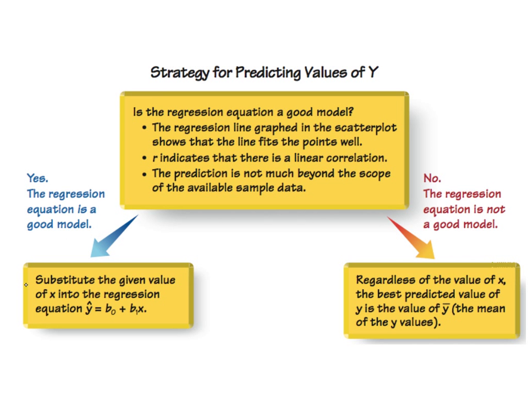R indicates that there is a linear correlation. The prediction is not much beyond the scope of the available sample data. If all of those are met, then that tells me my regression equation is a good model. You'll substitute the given value of x into our regression equation, which was y hat equals b naught plus b sub 1 x. I can use my equation if all of these are met. If any one of these is not met, then the regression equation is not a good model, which means regardless of the value of x, the best predicted value of y is the value of the sample mean, which is y bar.